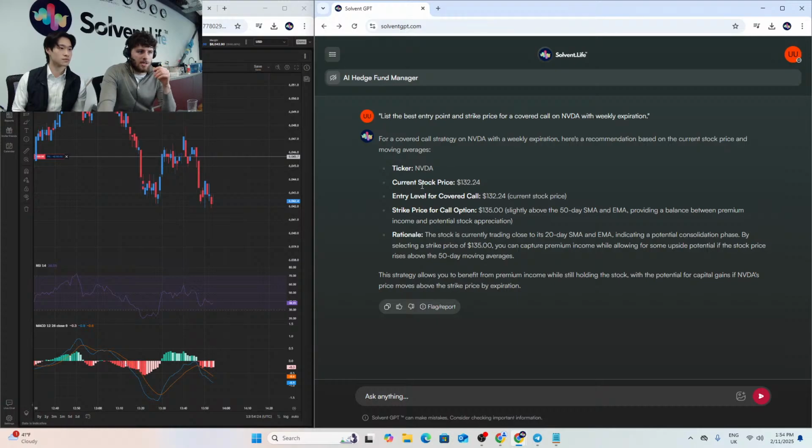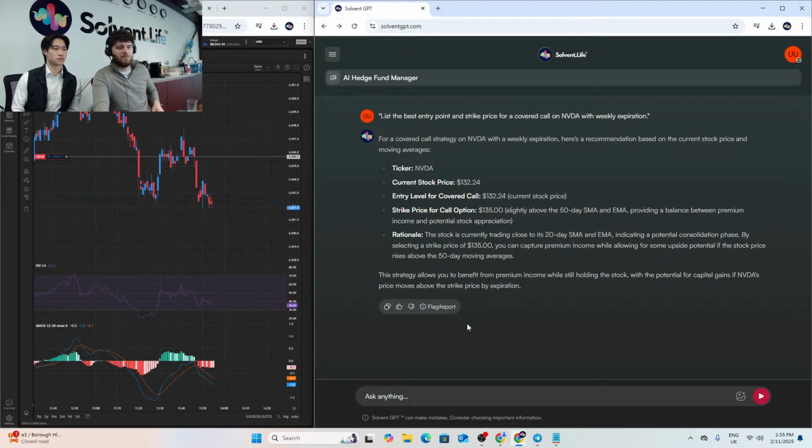Amazing. So, of course, current stock price of NVIDIA, 132 after quite a significant fall, I think around 2 weeks ago. Now our strike price for our call option is 135, slightly above the 50-day SMA and EMA, which provides a balance between premium income and potential stock appreciation. Fantastic. Rationale-wise, the stock is trading close to its 20-day SMA and EMA, indicating potential consolidation. So by selecting a strike price of $135, we can capture premium income while allowing for some upside potential if the stock price rises. Amazing.